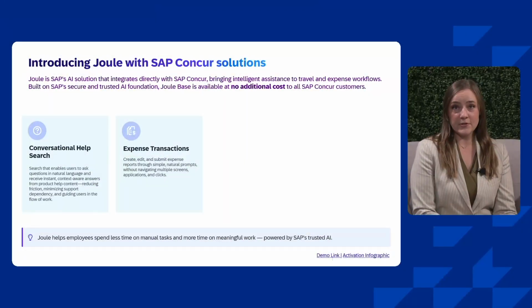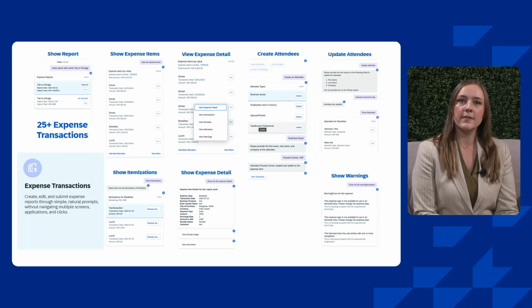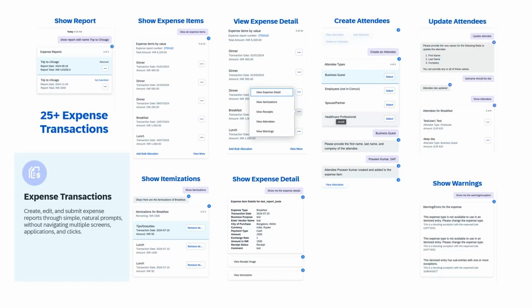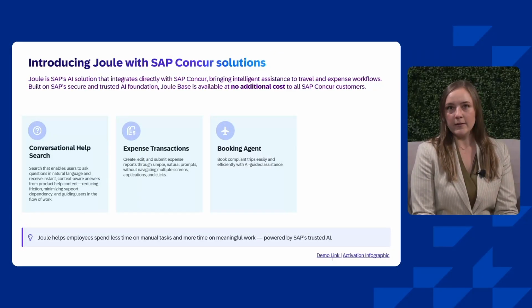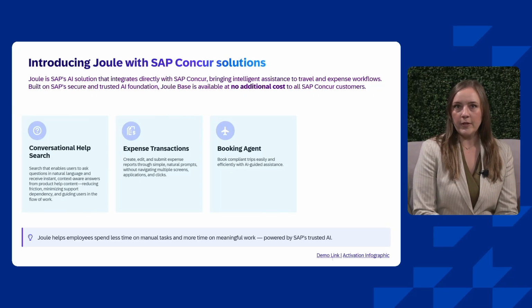Then we have expense transactions. And by that, I mean over 25 expense transactions that you would typically do within Concur Expense. For example, you can create reports, add items, do your itemizations, add attendees, and much more. The third is the booking agent. So this is relevant if you have Concur Travel. And the booking agent supports compliant travel booking. So rather than going into Concur Travel to book your trip, you could simply chat with the Joule interface and make your reservations through that channel.